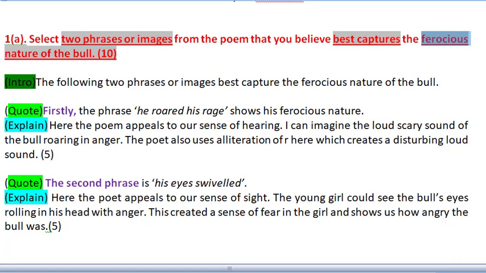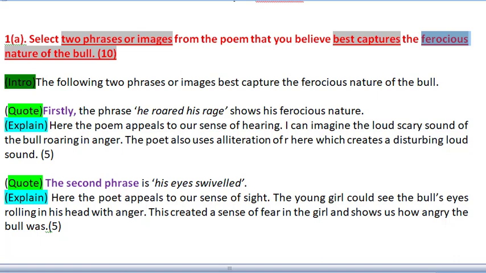And we're also going to put some logical order into our answers. And as you see highlighted in purple, the first paragraph starts with firstly, and the second paragraph can start with the second phrase or secondly. So let's look at the first point.